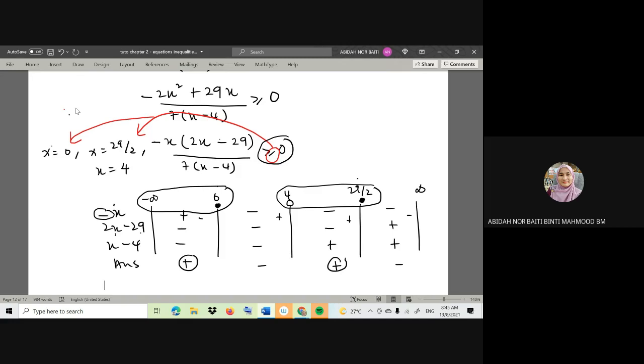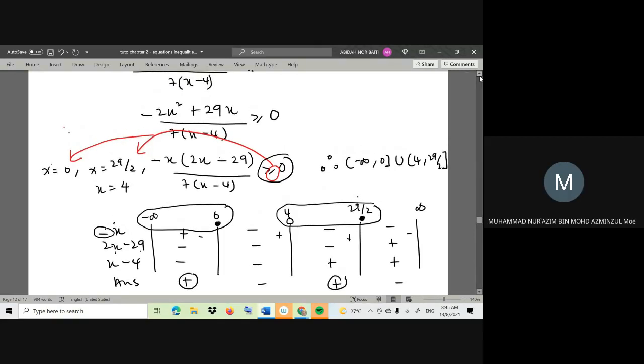Boleh ke? Therefore, your final answer negative, positive, infinity always use round ya. Negative infinity 0 union round 4/29/2 square. Okay, ikut sahajalah dia punya tu. Any question for rational inequalities? Tak ada ya?